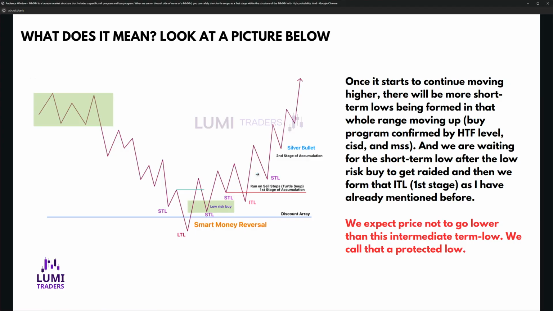Let me remind you. Silver bullet time is between 3 and 4 a.m. New York time, 3 a.m. to 4 a.m. I'm going to talk about New York time always, so I don't need to repeat this all the time. For the a.m. session, this is between 10 a.m. and 11 a.m. For the p.m. session, this is between 2 p.m. and 3 p.m.